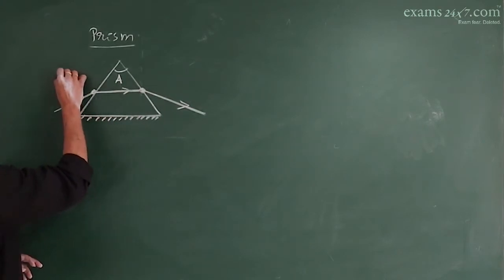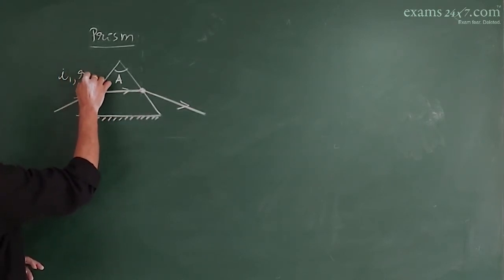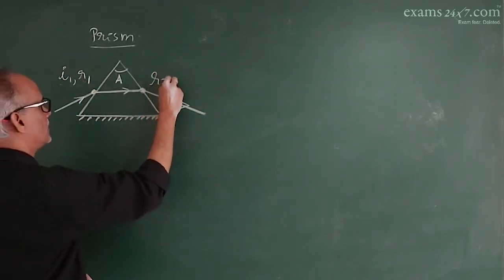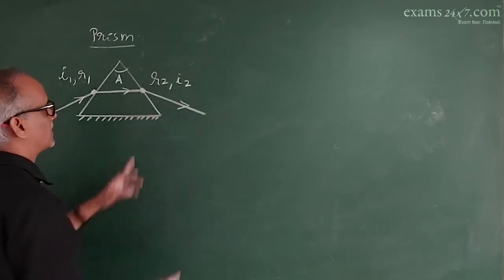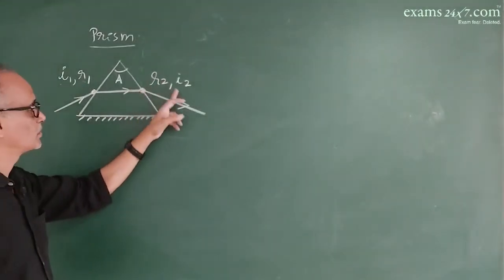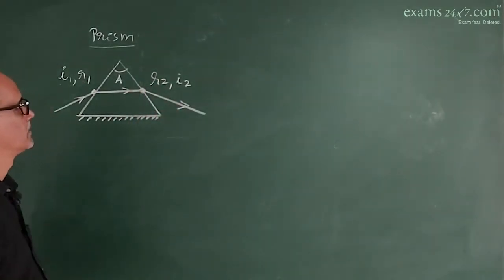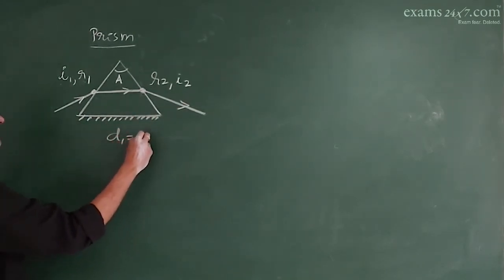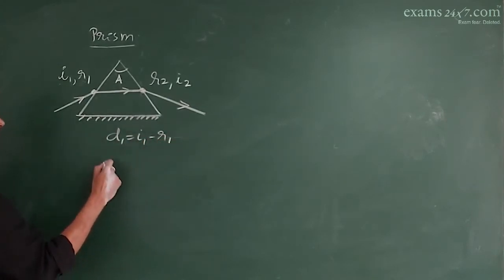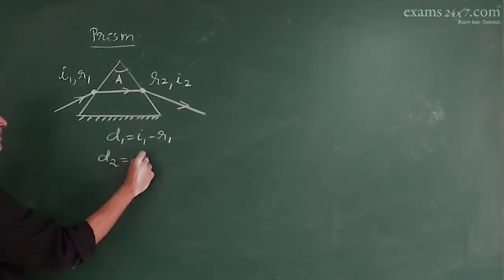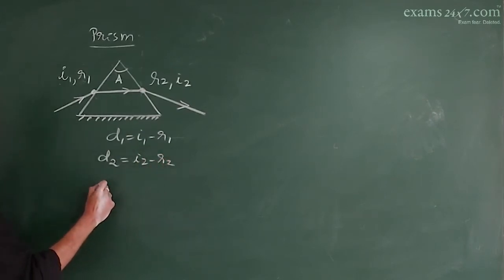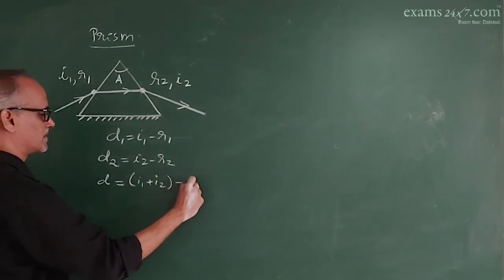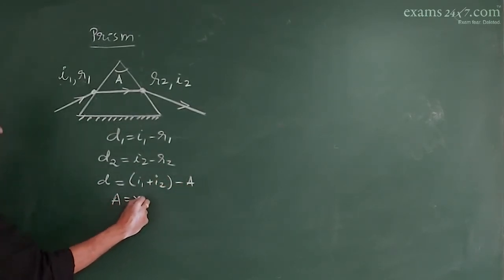At the first surface, I1, R1 are the angle of incidence and angle of refraction. Here R2, I2, we interchange the variable. R2 is the angle of incidence and I2 is the angle of refraction. So deviation at the first face is given by I1 minus R1. Deviation at the second face, D2 is equal to I2 minus R2. The net deviation is I1 plus I2 minus A, whereas the angle of the prism is given by R1 plus R2.